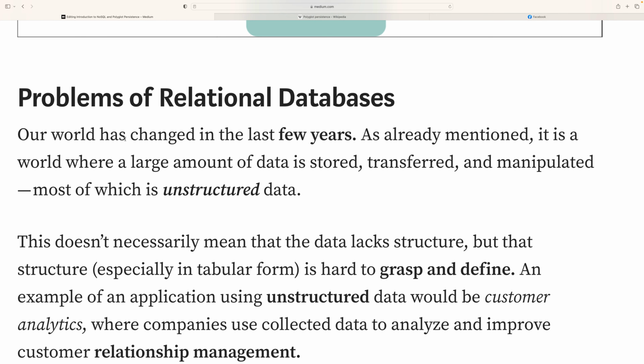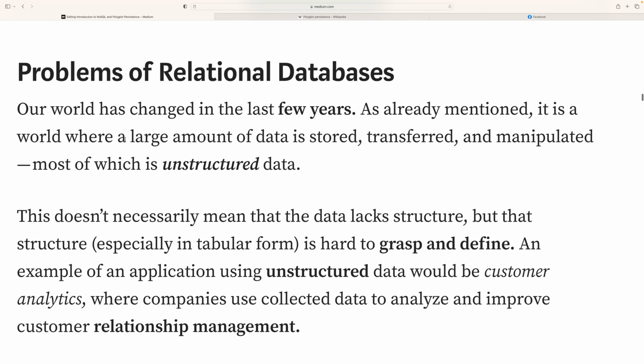Now let's talk about the problem of relational databases. The world has changed in the last five years or so, within the last few years.